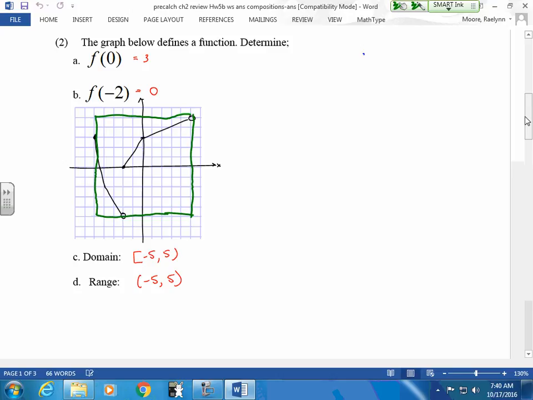Is this a function? Yeah. It passes the vertical line test. One's open, one's closed.